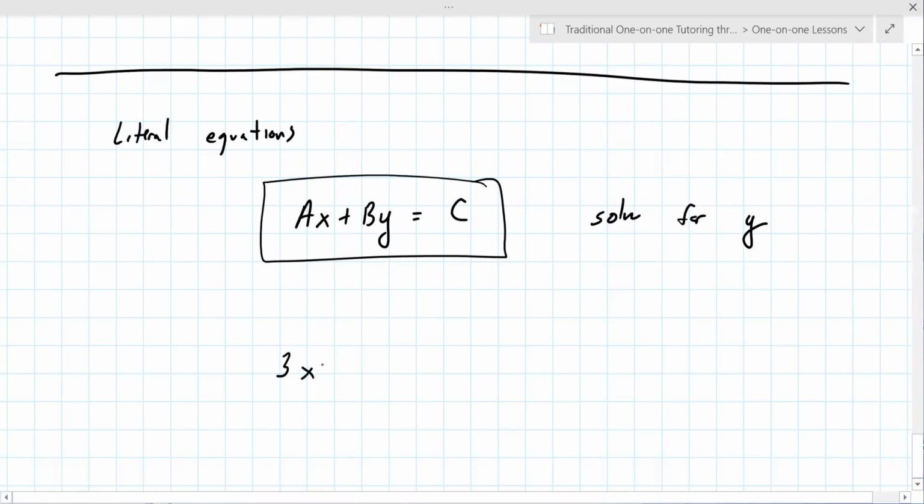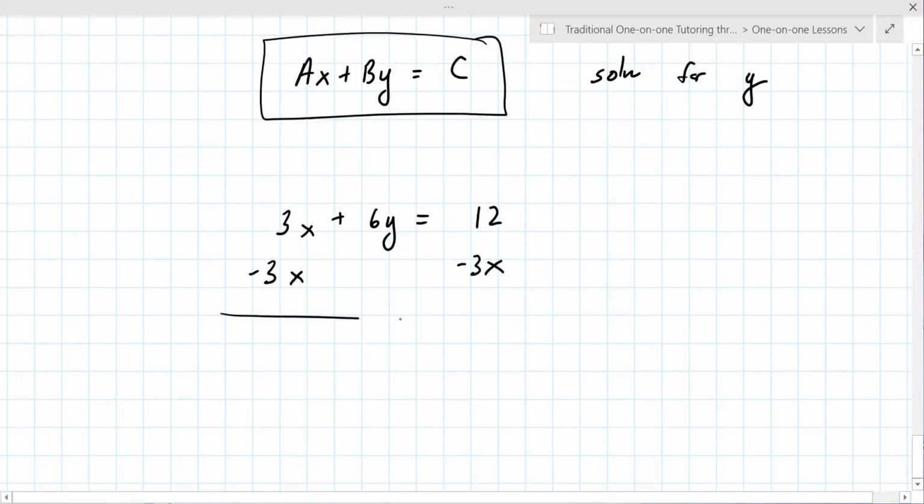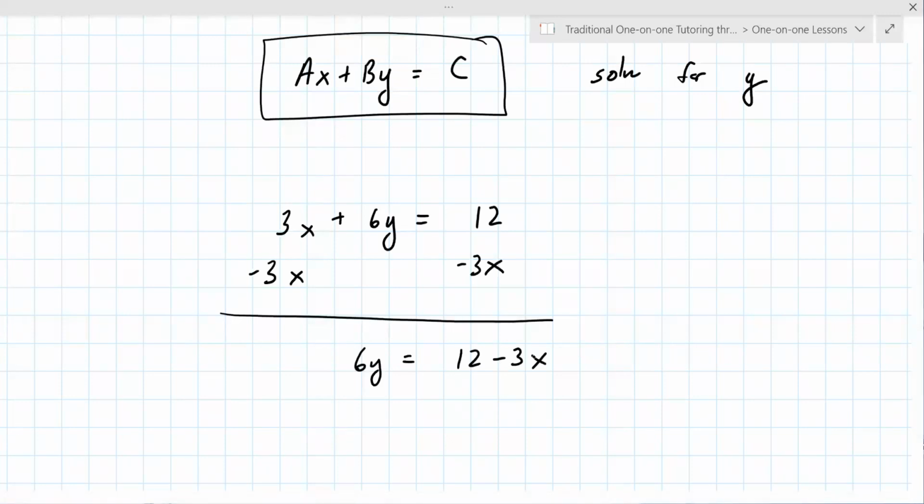If I do this, 3x plus 6y equals 12, and I ask you to solve for y, you might subtract 3x from both sides. So you'd have 6y equals 12 minus 3x. Is that okay? Have you seen that before? Have I seen that? Wait, let me try and solve that to check. Well, there's still one more step. I'm asking, have you seen moving terms from one side to the other?